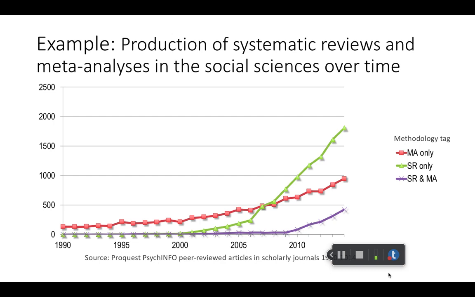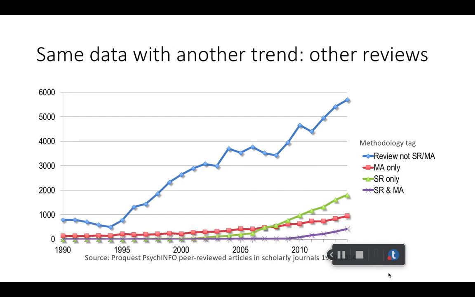So looking at this graph, it would look like the production of systematic reviews and meta-analyses is increasing. Is that the right conclusion? Well, it depends on the scale of the graph. So let's add another data series. And this blue line shows the number of published research reviews that are not tagged as either systematic reviews or meta-analyses in the same database over the same point in time. And what you see here is rapid increases in the production of non-systematic reviews in the same period. So it would be a mistake to conclude that reviews are becoming more systematic in this time.